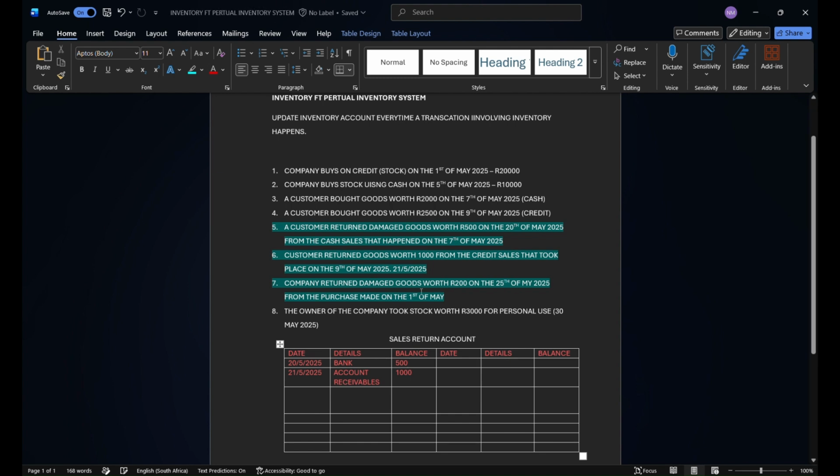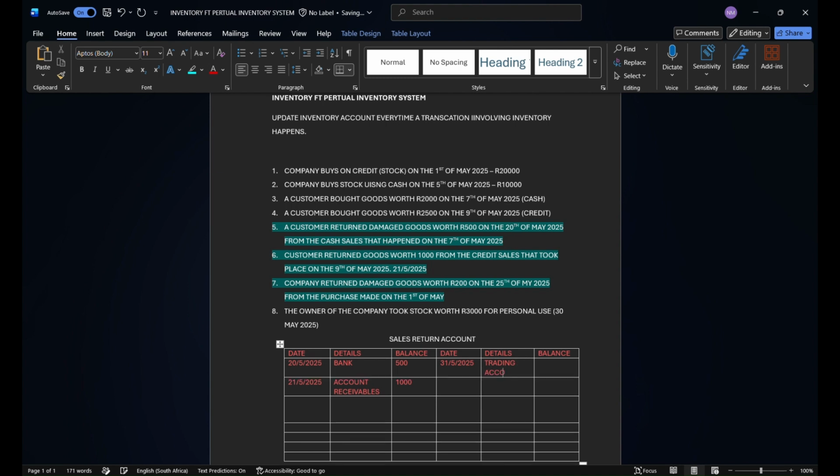Then we have to close it off. So you add the two together on the last day and you close it off. 31/5/2025. Trading account. 1,500.